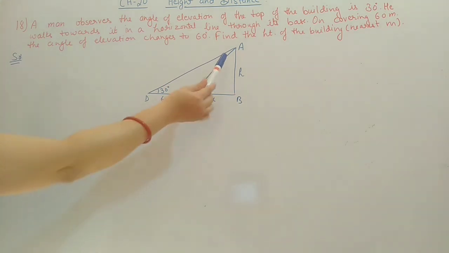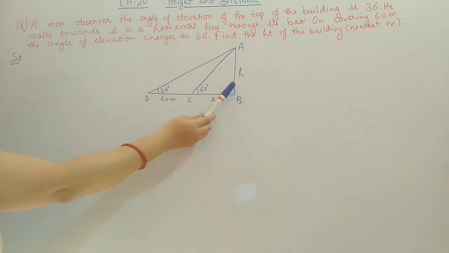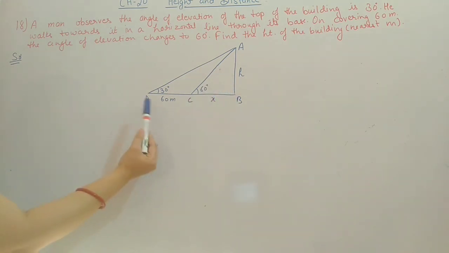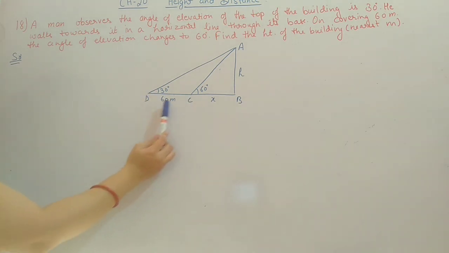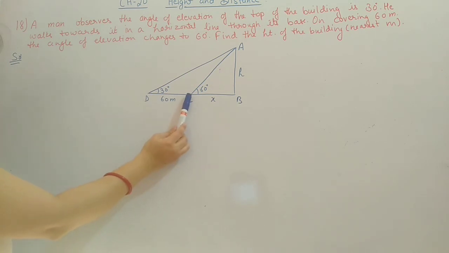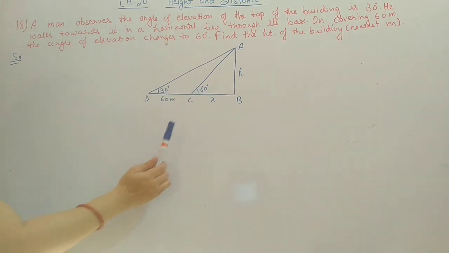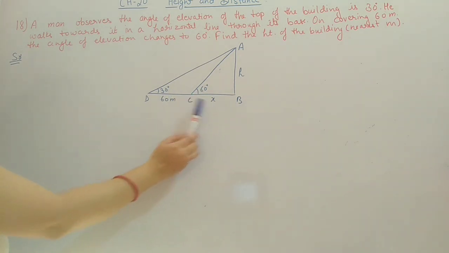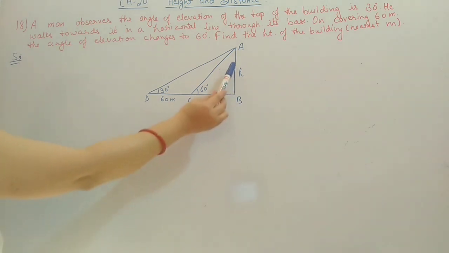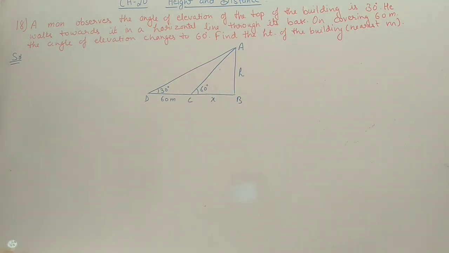So here AB is building. Let the height of building is h. Man is here at point D. When he is at D, that time angle of elevation is 30 degree. When he will move towards the building, and after 60 meter, D to C 60 meter, he will reach at C. At this position the angle of elevation is 60 degree. And from B to C, let it is x. We have to find out this h, height of the building.